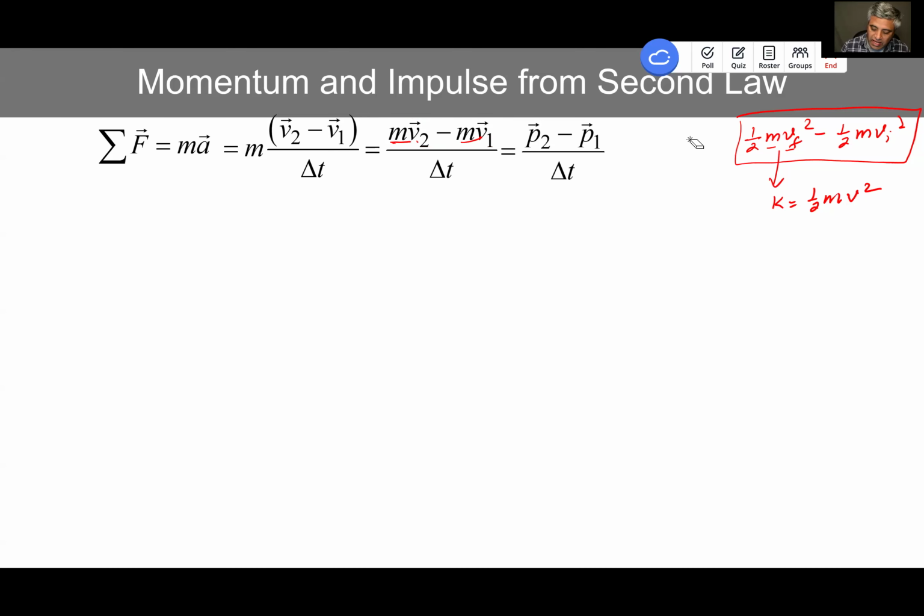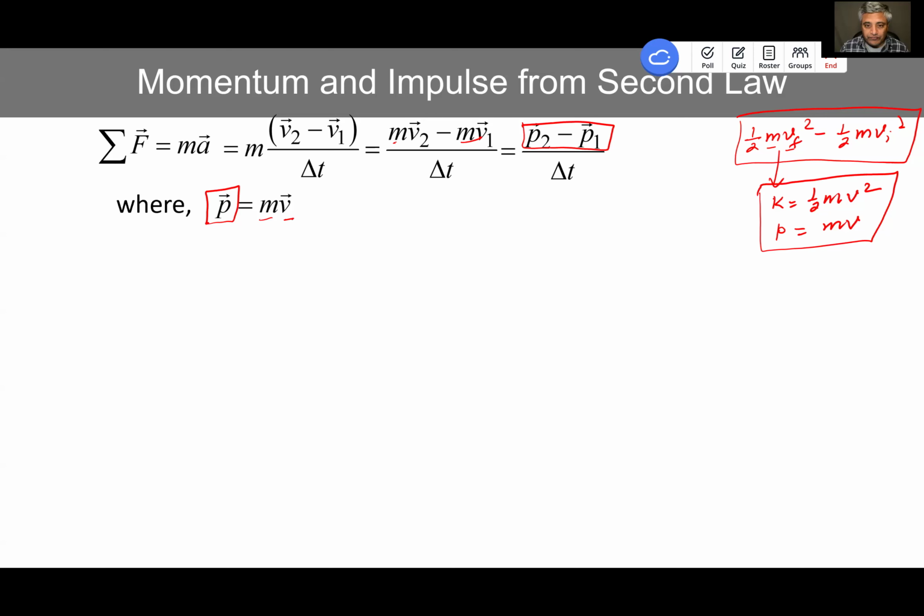So what we have now is change in momentum over time interval. So what is momentum? Product of mass and velocity. And we denote momentum by lowercase p. Just like kinetic energy is half mv squared, momentum is mass times velocity. So another fundamental quantity.